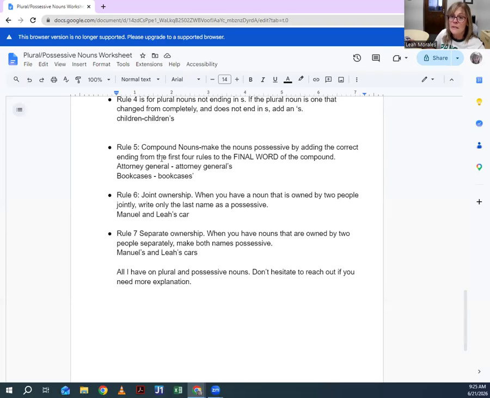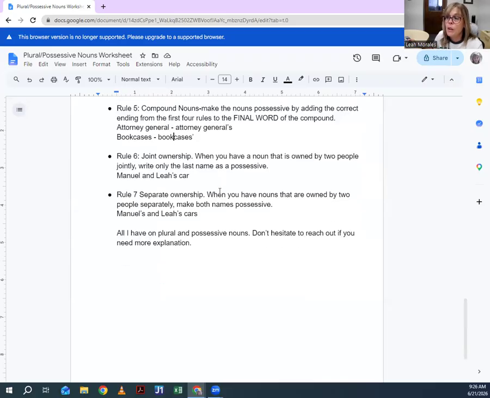Rule number 5, compound nouns. We talked about this with making it plural. Make the nouns possessive by adding the correct ending from the first 4 rules to the final word of the compound. Attorney General, see, that's 2 separate words, but it's one thing, right? An Attorney General is a position that's held in our country. Attorney Generals, it's not this. You don't go Attorneys Generals. No, just Attorney Generals. Same thing with bookcases. All you do is you follow that rule to add that apostrophe after that S, okay? It's not books cases. That's way too much happening, okay? Just bookcases.